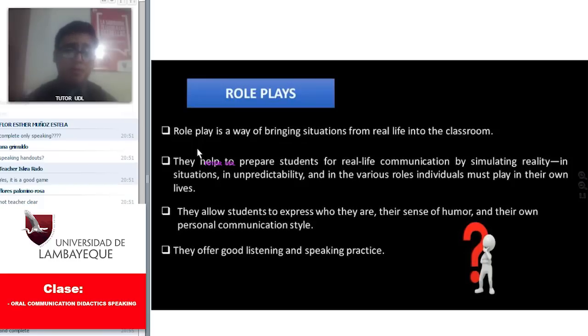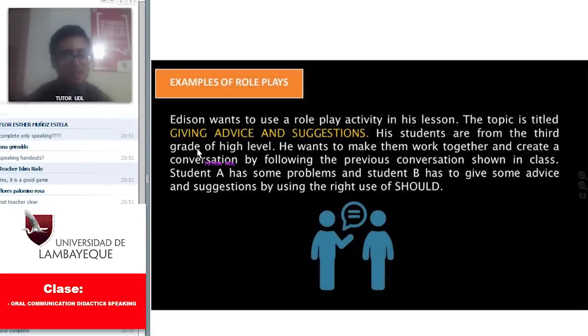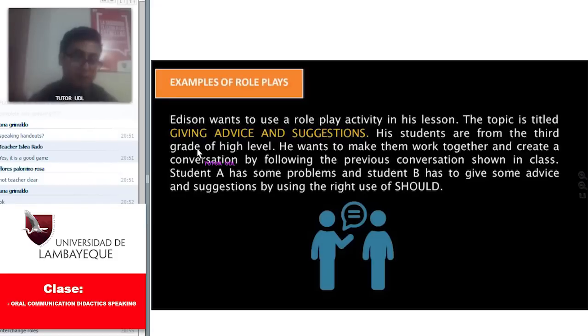Another important thing to use role plays is because they help to prepare students for real life communication, definitely, because they are going to use real life communication words, words that are very common in the situations that they have to face. By simulating reality, because it's something that is possible. Okay, another thing that is very important to know is that role plays allow students to express who they are, their sense of humor, and the way that they communicate, right? So let's see. So role play, remember, is when the students take a role of any person.